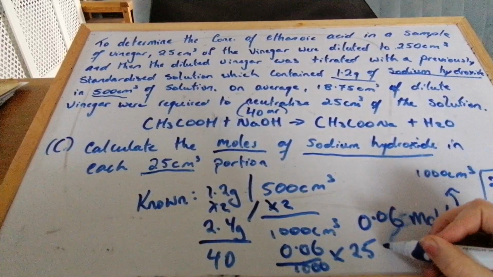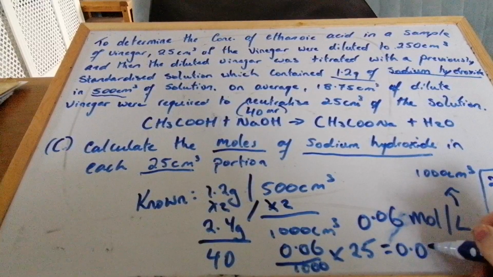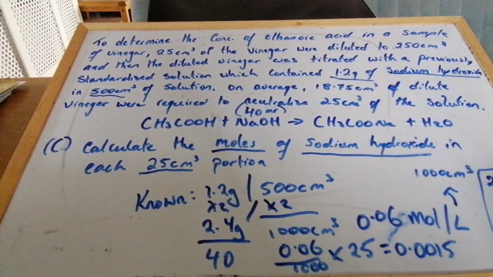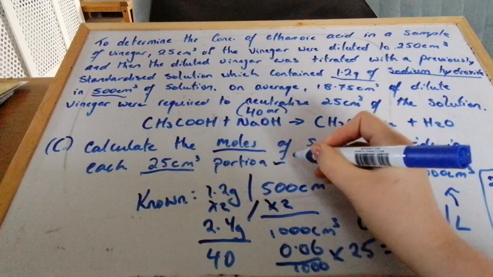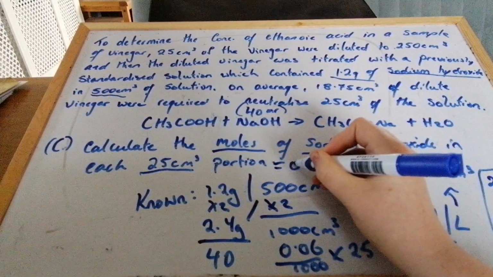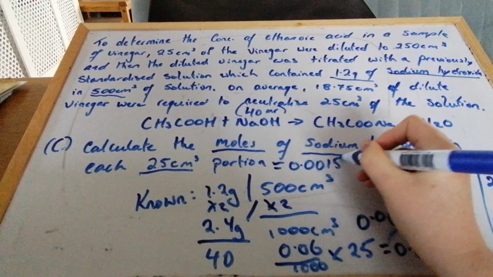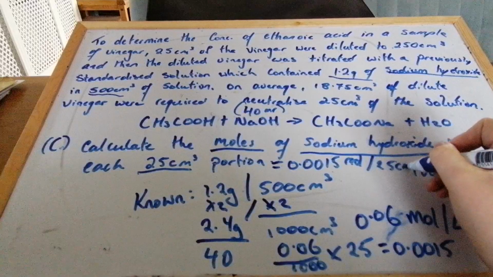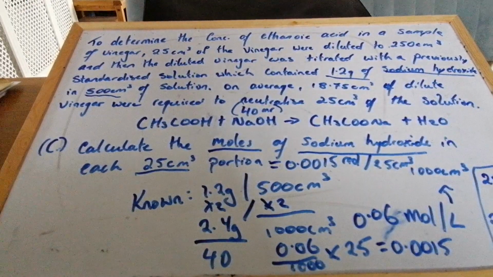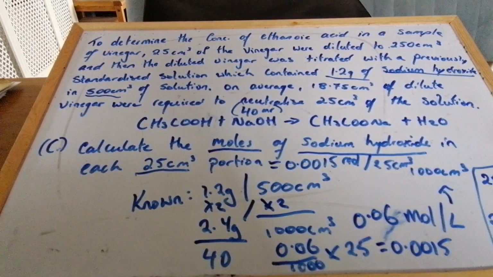When you do that out, it gives you 0.0015. So your final answer to this part then would be that there are 0.0015 moles per 25 centimeters cubed. So I hope that makes sense. Sorry that is all over the place and it took me 10 minutes to get through.